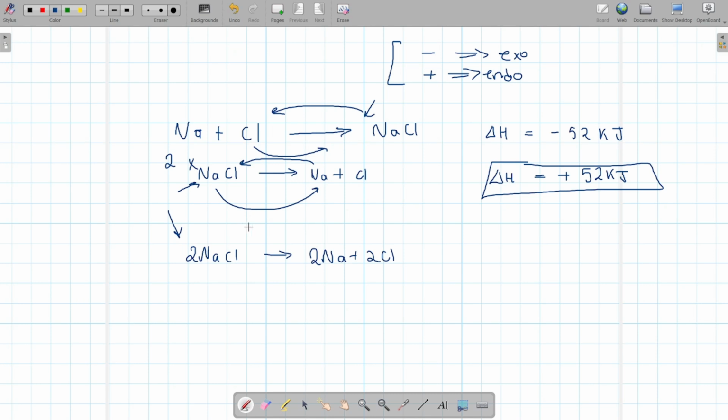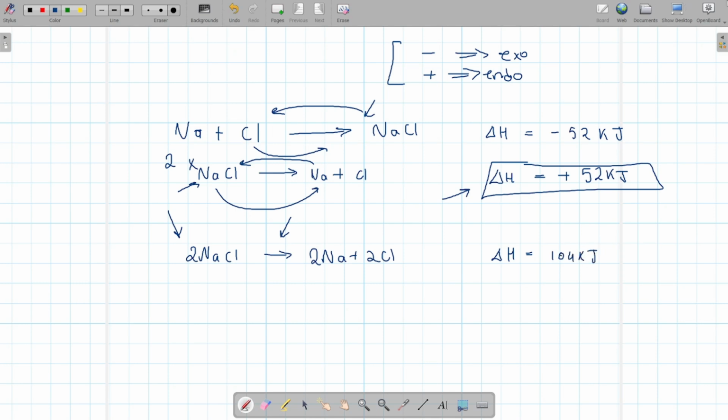Okay, then what do you think? If we multiply the equation by 2, what's going to happen to the heat? Is it going to stay the same? Obviously not, right? Since we have more changes happening. So now it's going to be 52 times 2, which is 104 kilojoules. Okay, that's just explaining the law.